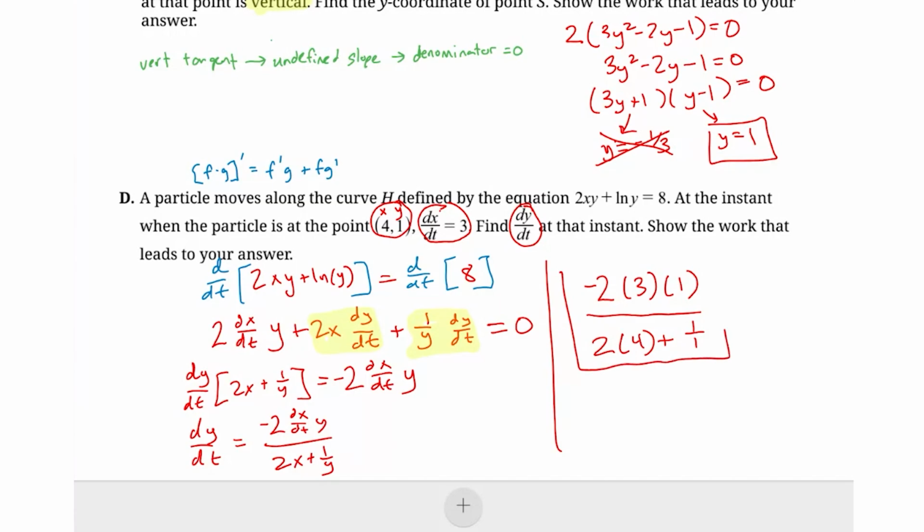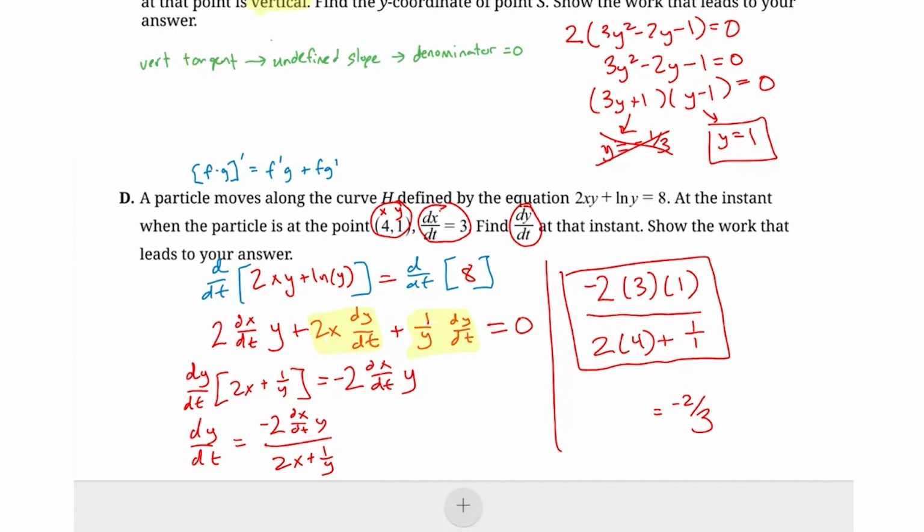You can leave it like that. If you do simplify it, which is totally fine, let's see what we get. It'd be negative 2 times 3 is 6, 2 times 4 is 8, plus 1 is 9, so you get negative 6 over 9, which would be negative 2/3. Do not bother simplifying that, but if you did, that's what you should get.